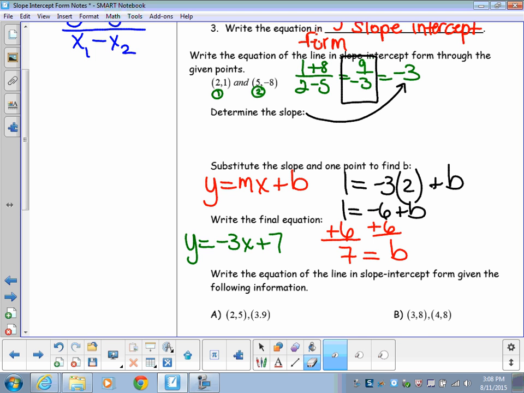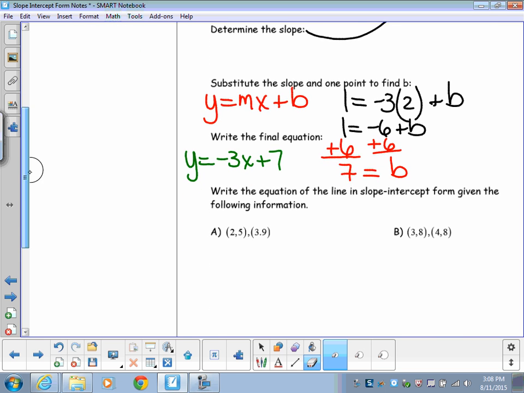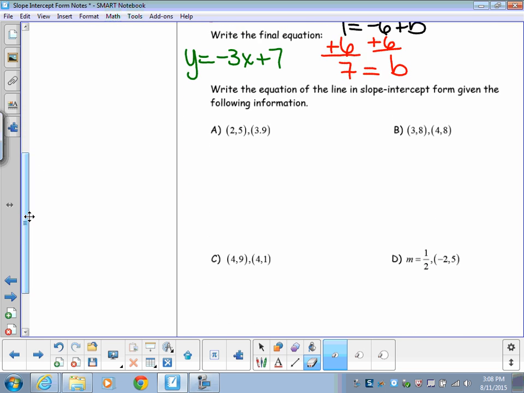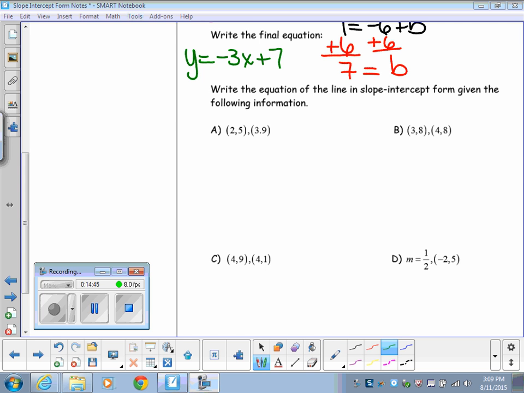That's my final equation. Now, I'm going to move down, and you have 4 practice problems. Problems A, B, and C, and then problem D. I'm going to do problems A, B, C, and D with you, and then you're going to have some practice problems that you're going to do on your own. Let's look at practice problem A. Practice problem A, you have 2 points. Remember, when you have 2 points, you have to use your slope formula.